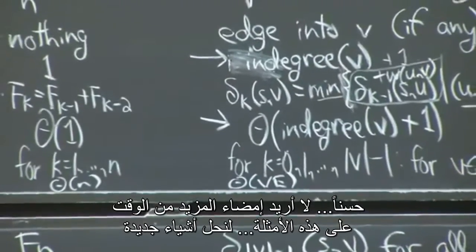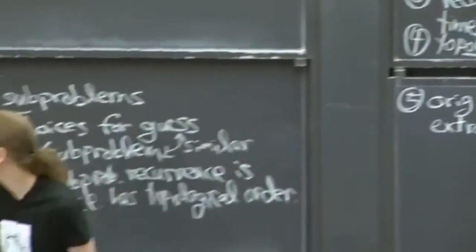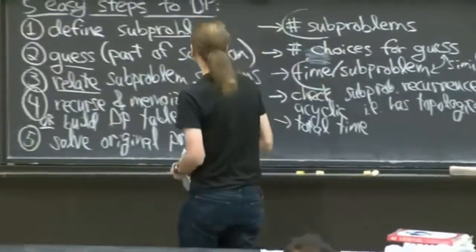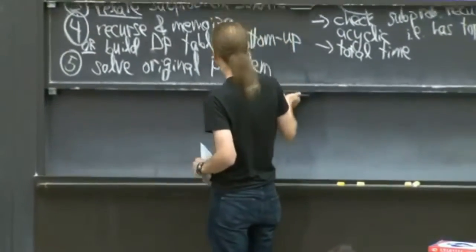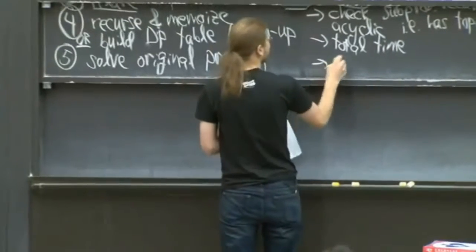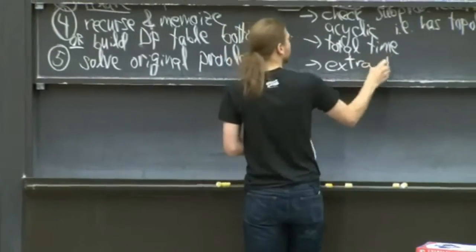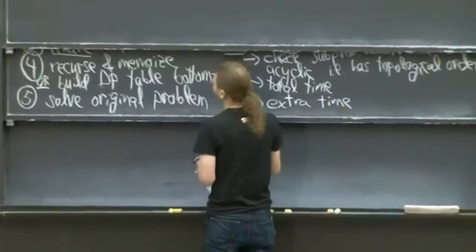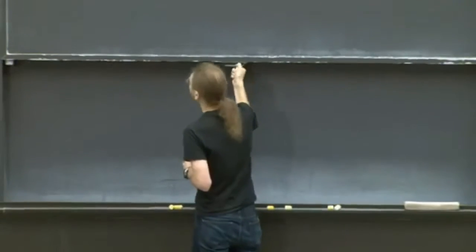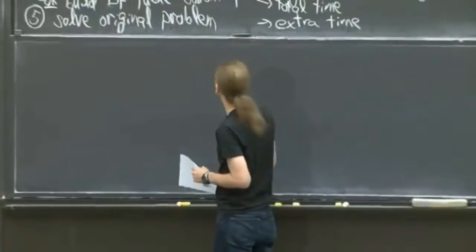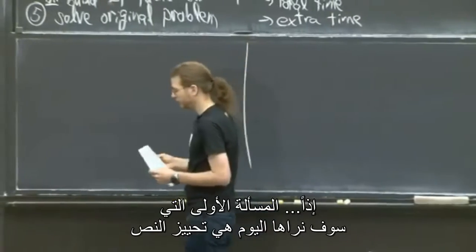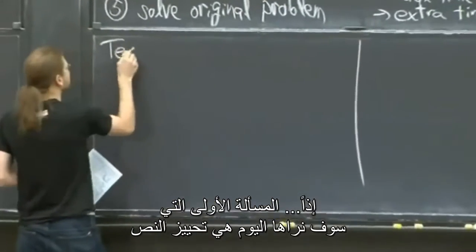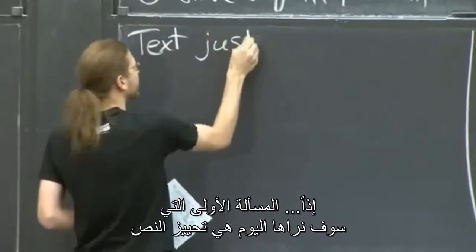OK, I don't want to spend more time on those examples. Let's go to new things. So the first problem we're going to look at today is text justification.